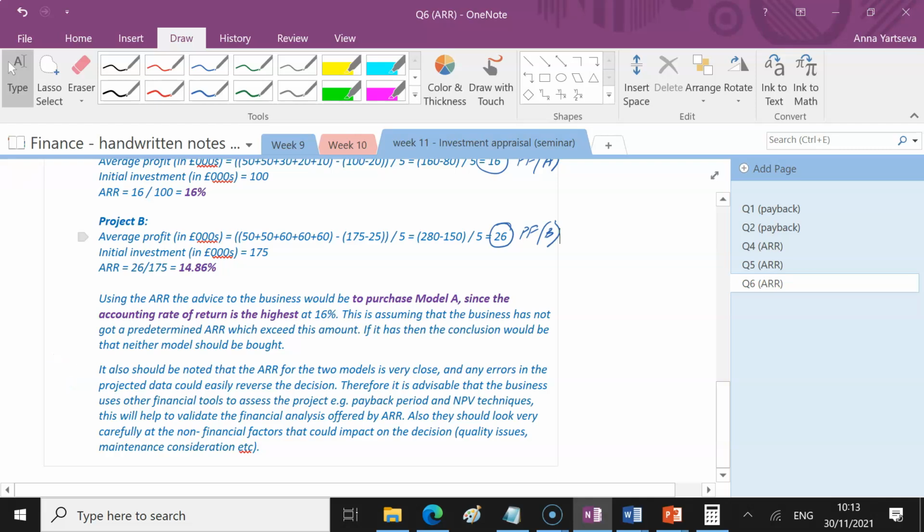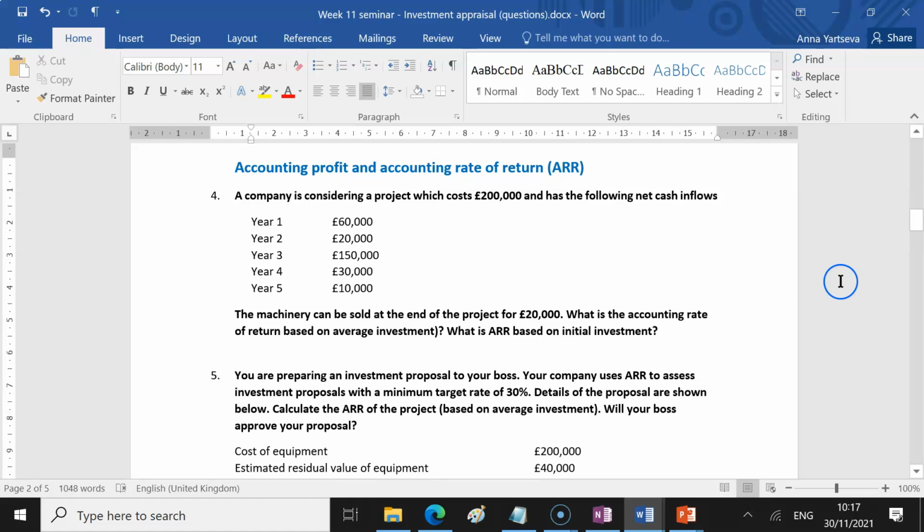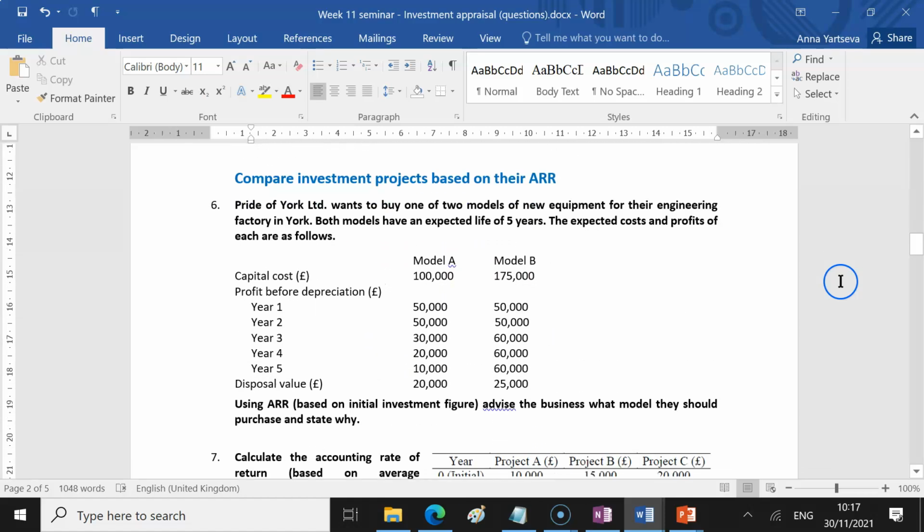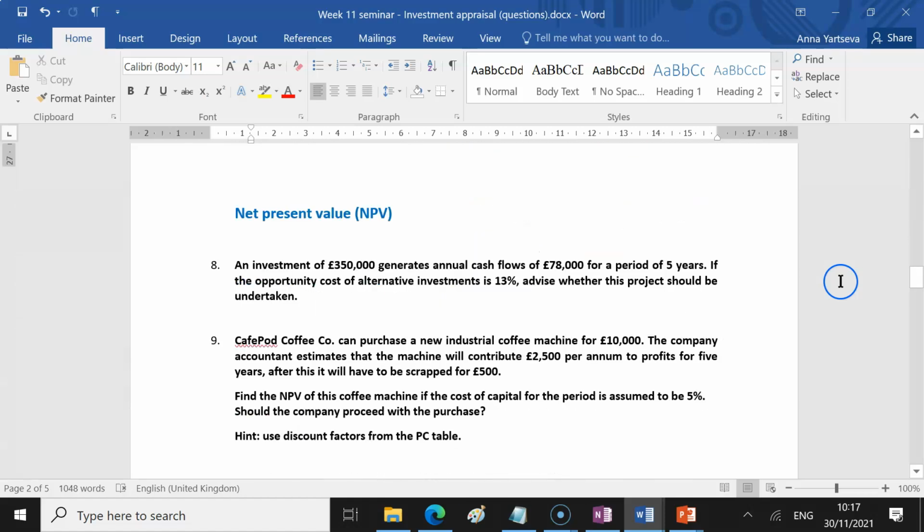And again, if you calculated this based on average investment, the figures would be totally different. That is why never ever allow the numbers to direct you. Have a look at the general picture. You need to have a clear understanding of what is happening here. Okay, let's have a look at the next questions, which are based on net present value. This is very, very super important.